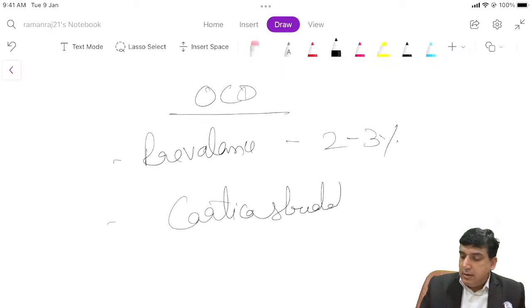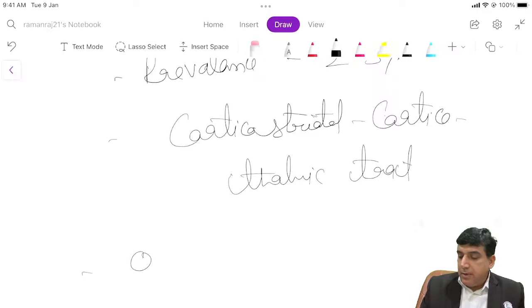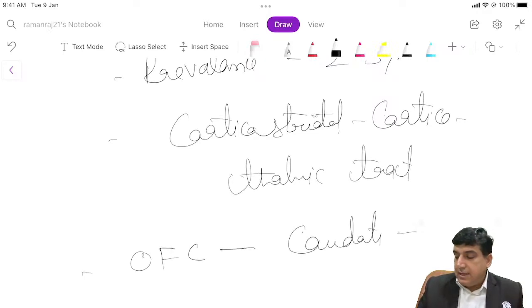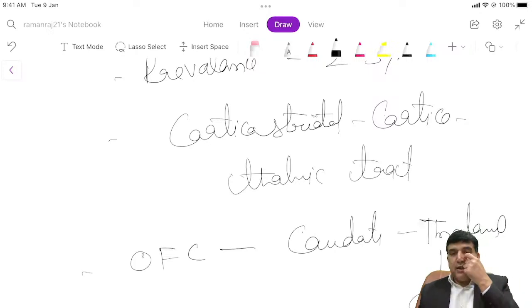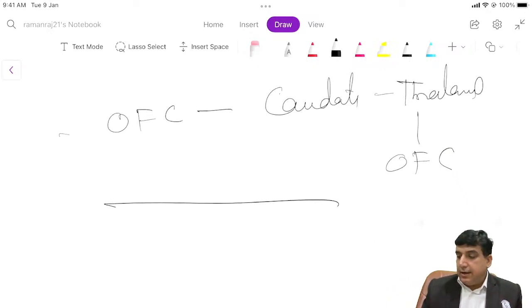The corticostriatal, corticothalamic tract. Like the orbitofrontal cortex, then we have the caudate nuclei, then we have what? The thalamus, and then we have again the orbitofrontal cortex. This is the tract involved in OCD. That MCQ, the new MCQ, they can ask also. Orbitofrontal cortex, caudate, thalamus, and then orbitofrontal cortex again.